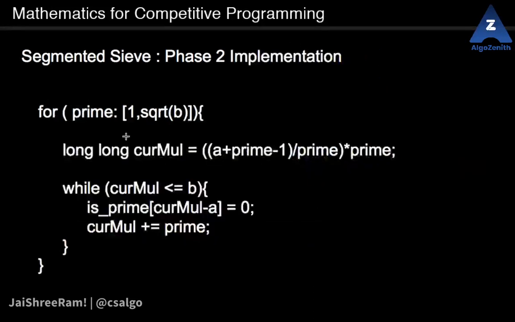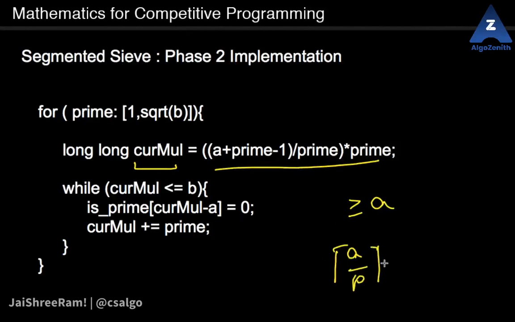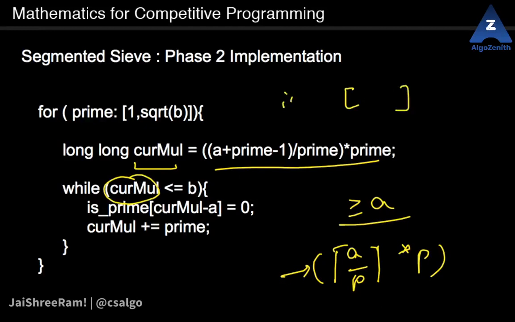So we'd be looping over primes in the range 1 to square root of b, and for every prime we find its multiple that is greater than or equal to a. To find that multiple, we compute ceil of a by p, multiplied by p. This gives us the number which is just greater than or equal to a and is a multiple of p. Then while the current multiple is less than or equal to b, we keep looping and mark that particular number as not prime.